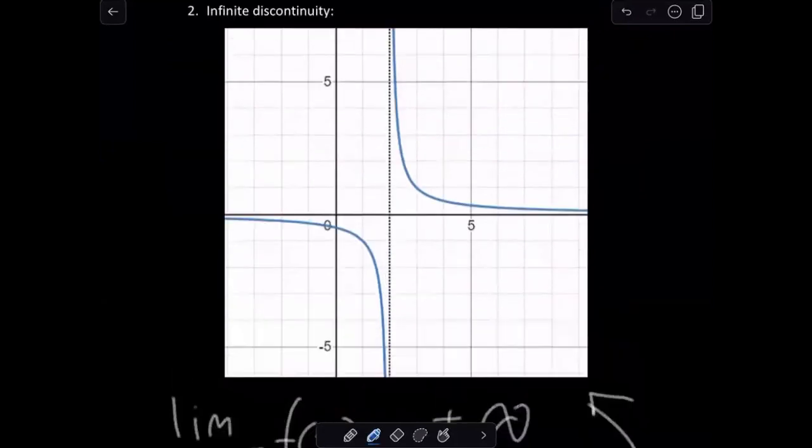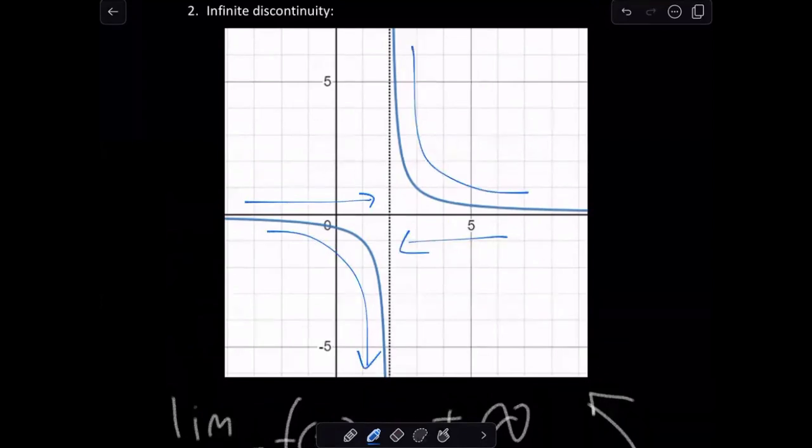And we can see it here. So this is 1, 2, 3, 4. So we're looking at 2. As we're approaching 2 from the left-hand side, the function is going toward negative infinity. And as we're approaching it from the right-hand side, the function is going toward positive infinity. So it's an asymptotic or infinite discontinuity.